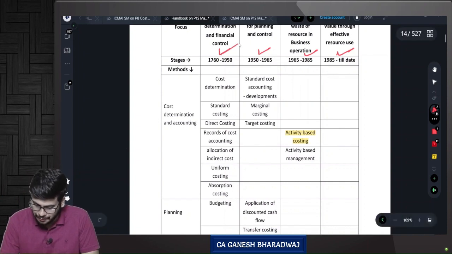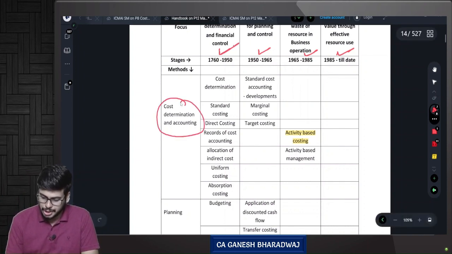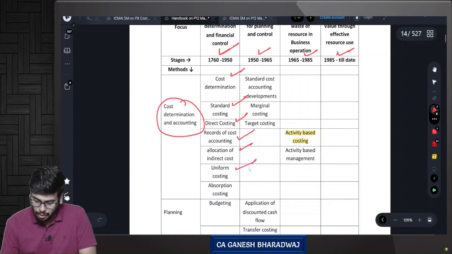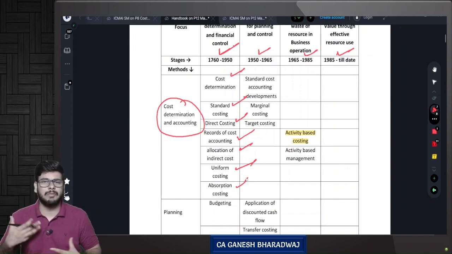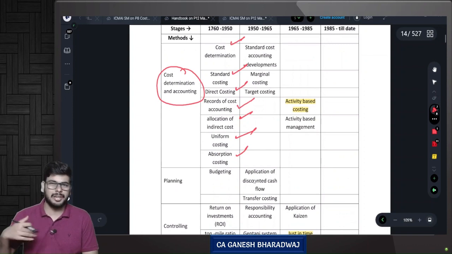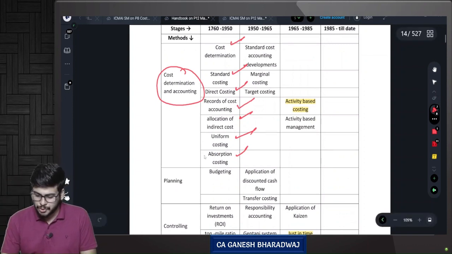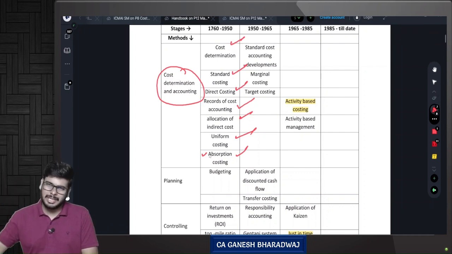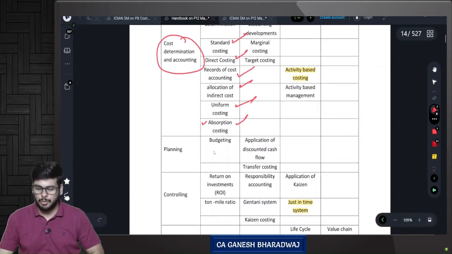If you see in the first phase, for cost determination and accounting, they used standard costing, direct costing, records of cost accounting, allocation of indirect costs, uniform costing, absorption costing. All these are some techniques that were utilized during that period of time. Typically speaking, these are all confined to cost accounting. Absorption costing and all are mentioned in your cost accounting syllabus, because earlier in stage 1 it was about finding out the cost of a product. They didn't even enter into management accounting.